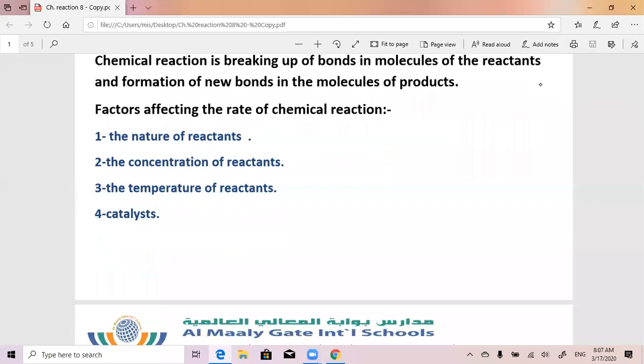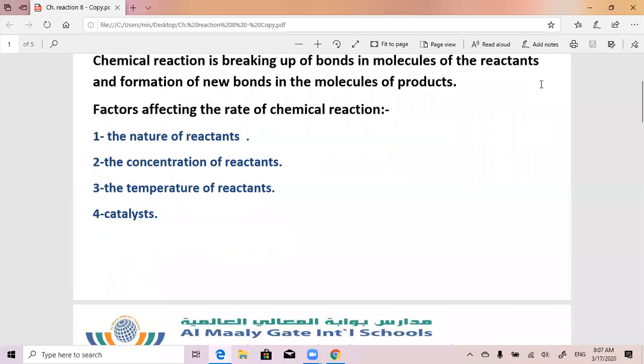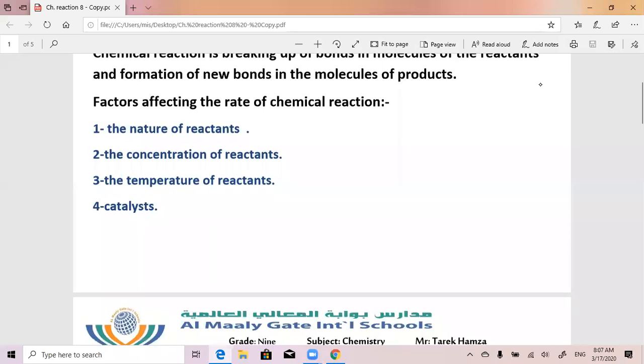So the first one here is the nature of reactant. How the reactant is formed in chemical reaction. Okay. طبيعة المواد المتفاعلة داخل التفاعل. So the nature of reactant. The temperature, the concentration of reactant. Concentration of reactant mean كمية المواد المتفاعلة في التفاعل.